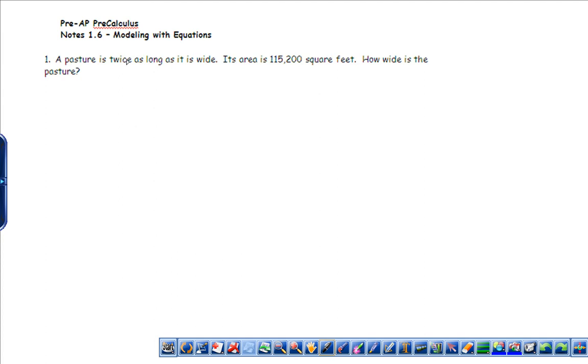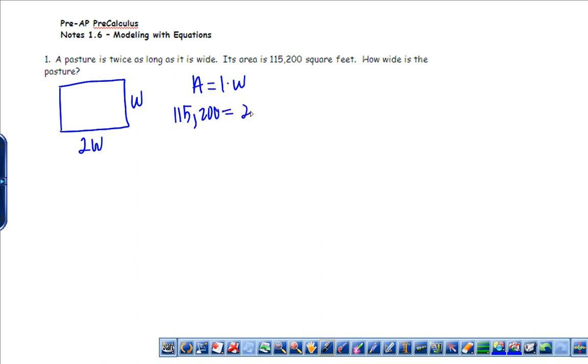A pasture is twice as long as it is wide. Its area is 115,200 square feet. How wide is this pasture? Okay, you can draw your rectangle so you know the width, and the length is twice as wide. Well, we know the area. We know the length is 2W and we know the width, so we can just multiply this out. And we know this is 2W squared.